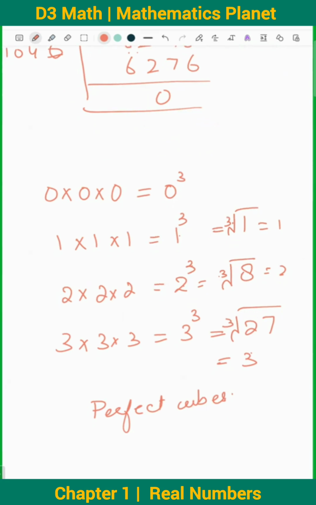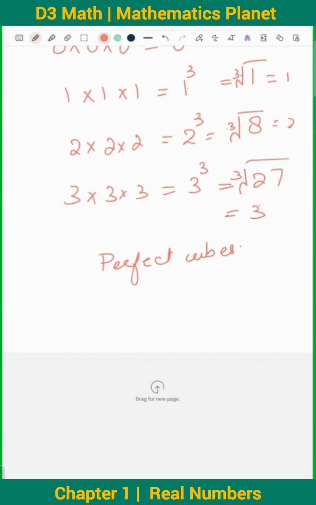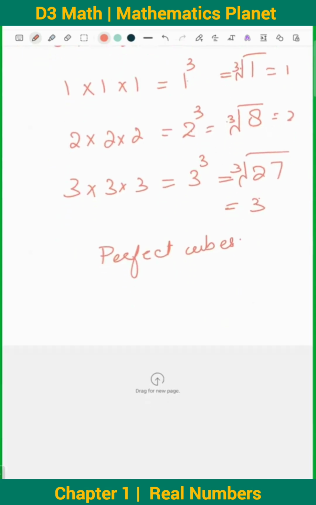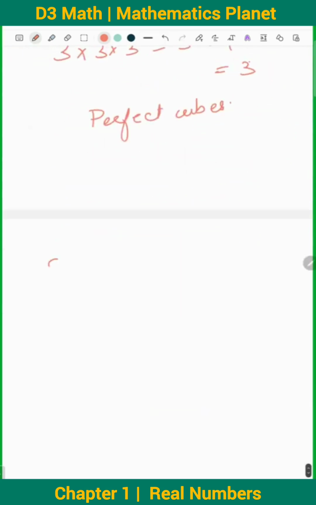Now we can also find the cubes of the following numbers. For example, you have to find the cube of the number 52. 52 cube. So what is the cube of 52? 52 times 52 times 52, which will be equal to 140608.